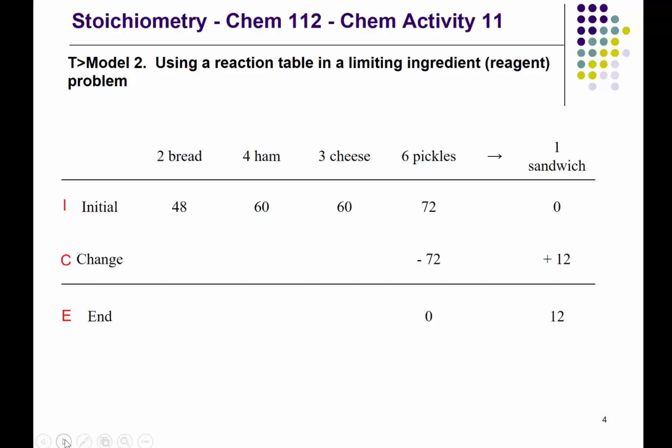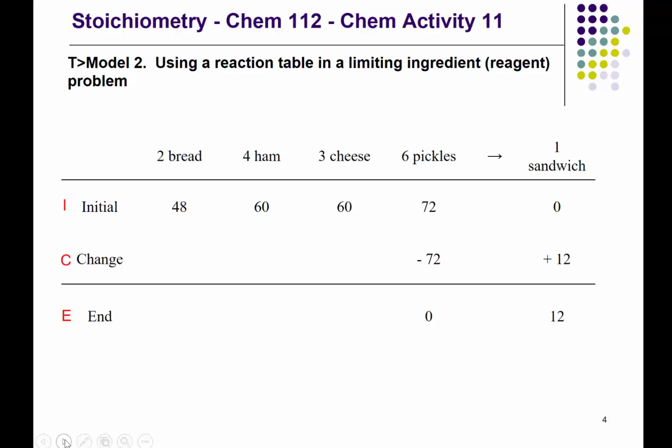Now, in order to complete the rest of this ICE table, we need to consider the proportions. So note, for the initial part, that has nothing to do with the balanced equation and only everything to do with what was in the refrigerator and what was in the pantry. But at the level of change, we need to think about the balanced equation. Note that in terms of pickles compared to sandwiches, it's 6 pickles for 1 sandwich. So pickles are 6 times larger than the number of sandwiches. In a similar way, it's 72 pickles compared to 12 sandwiches. 72 is 6 times larger than 12.